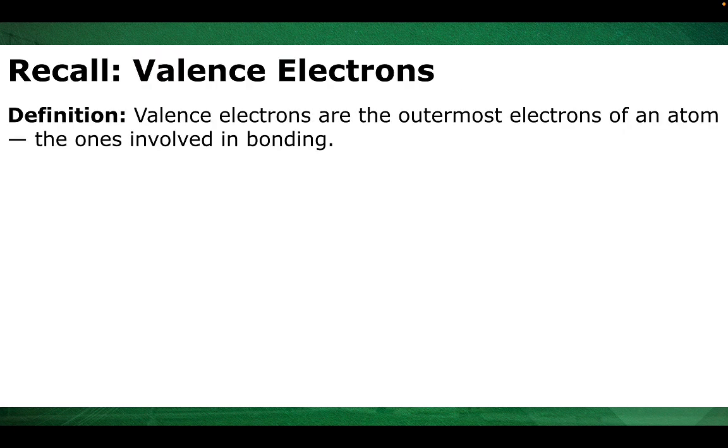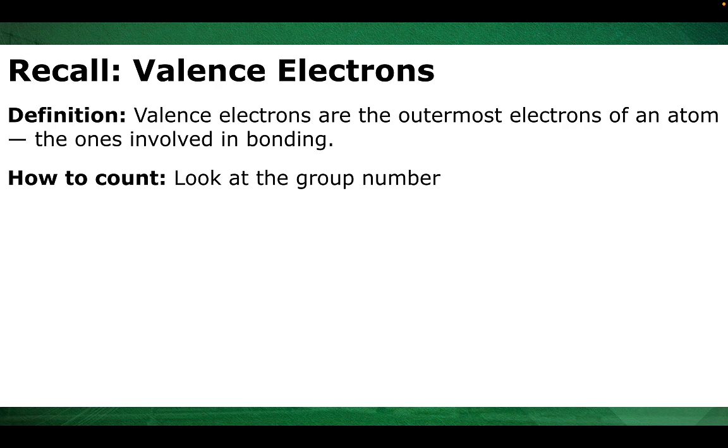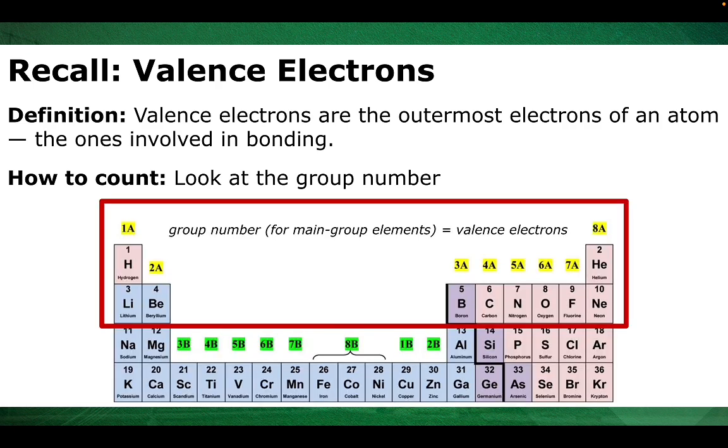So here are some things that we have to remember. Number one is valence electrons. So we said that valence electrons are the outermost electrons of an atom, and they are the ones involved in bonding. To look for the valence electrons, we look at the group number for the main group elements. For example, hydrogen is in group 1A. It has 1 valence electron.